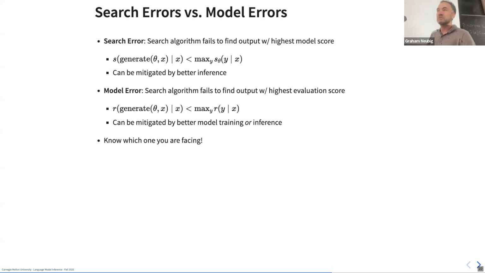If you do A star search, which we're going to talk about too, there you can actually prove that you found the optimal output. But A star search is not feasible in neural networks. Then for model errors, if you find many hypotheses and you can find at least one where this equation holds, then you have a model error. So you could output 100 hypotheses and try to find one where this equation holds. Great question.